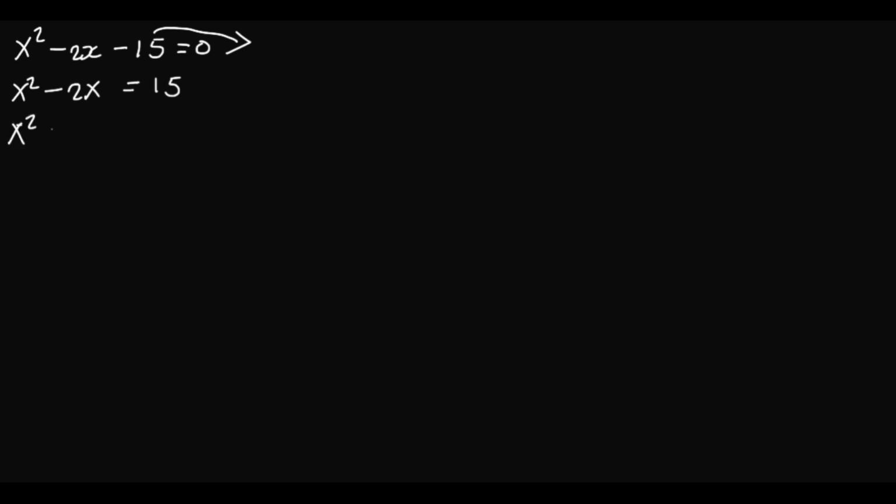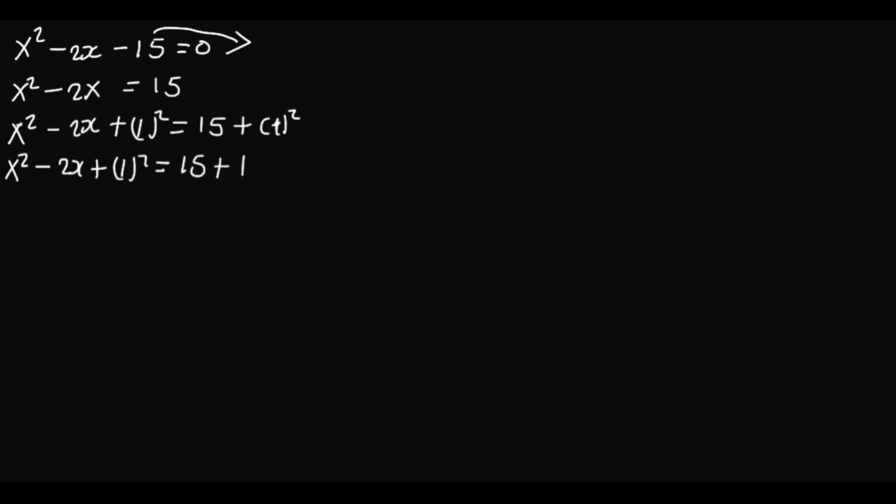From there we need to divide 2 by 2. So 2 divided by 2 is 1. Now we square it and also add it to both sides of our equation. So 15 plus 1 squared. So x squared minus 2x plus 1 squared is equal to, here 1 times 1 is 1.